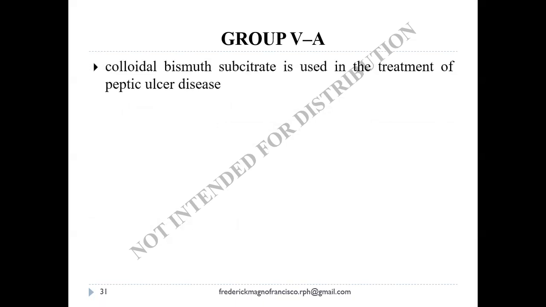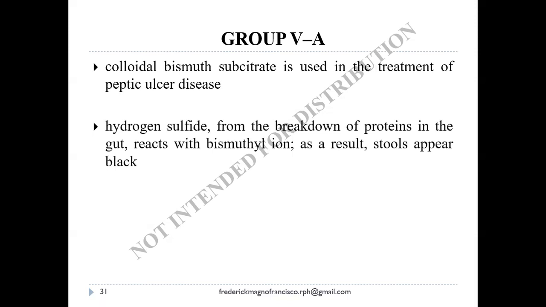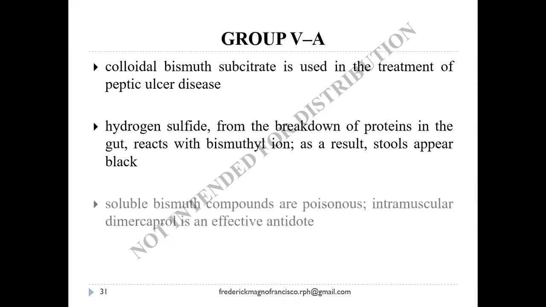Colloidal bismuth subcitrate is used clinically in the treatment of peptic ulcer disease. Hydrogen sulfide from the breakdown of proteins in the gut reacts with bismutyl ion to form the insoluble dark brown bismuth(III) sulfide. As a result, stools appear black. Soluble bismuth compounds are poisonous. Intramuscular dimercaprol is an effective antidote.